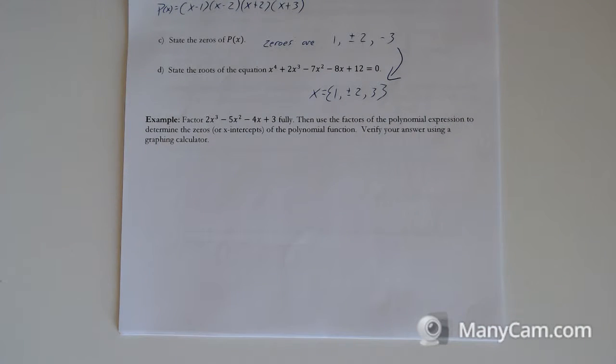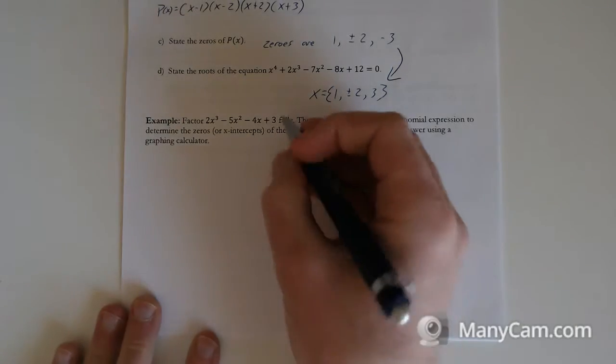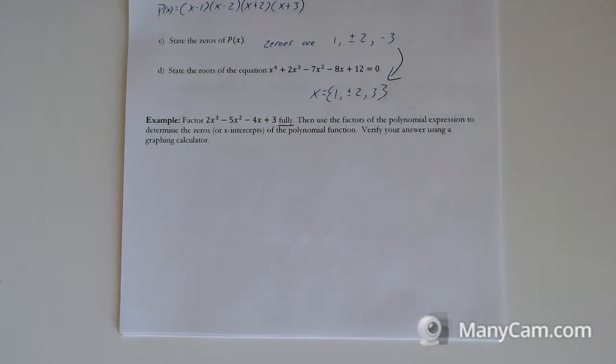Okay, factor this polynomial. Then use the factors of the polynomial to express the polynomial expression to determine the zeros of the polynomial function. Verify it using the graphing calculator. Okay, so factor it fully. Almost every time we say to factor something, we mean fully. So fully, you need to do everything.